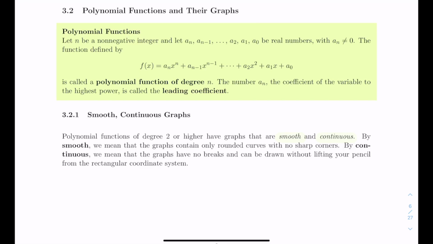In section 3.2, we look at polynomial functions and their graphs. So first, what is a polynomial function?